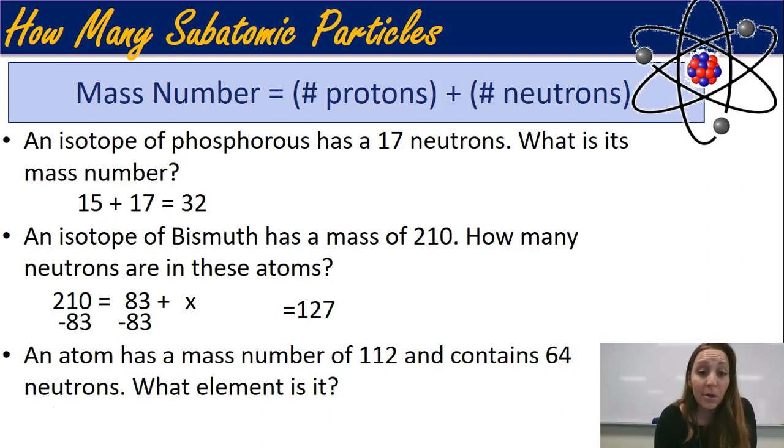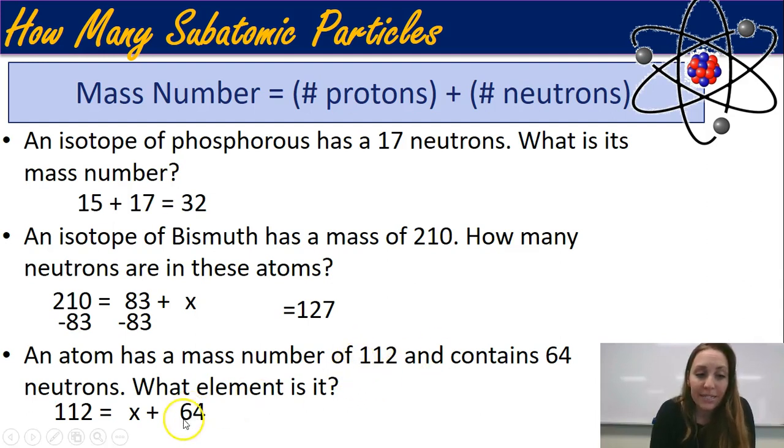An atom has a mass number of 112 and contains 64 neutrons. What element is it? Again, you have a mass of 112 equals the number of protons, which we don't know, plus the neutrons, which is 64.